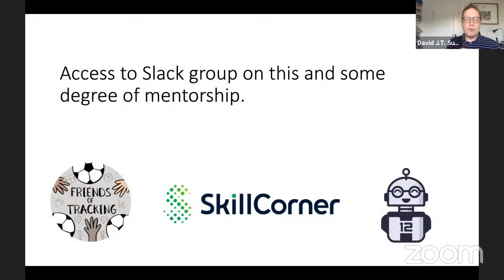And so what you'll have if you're part of this research group is access to a Slack group, with access to the data, and some degree of mentorship. I'm just saying it's not like a formal promise of some mentorship, but the earlier Friends of Tracking originators will be part of this Slack group, and Catherine and I will be part of this Slack group, and we'll develop some projects together.